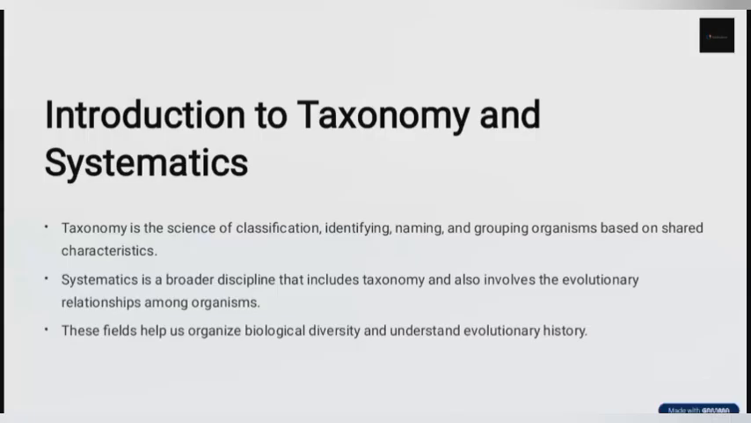That means it includes both classifying and naming organisms, and also it involves the evolutionary relationships among organisms. Now, these two fields help us to do what? Organize biological diversities and understand evolutionary history. All right, so I will explain now.